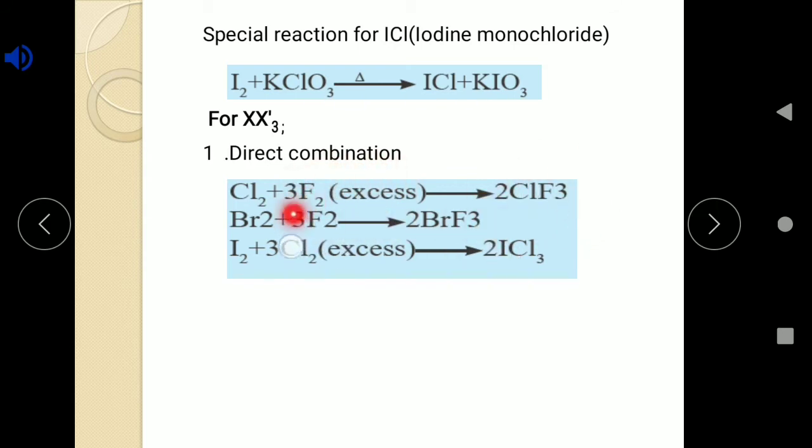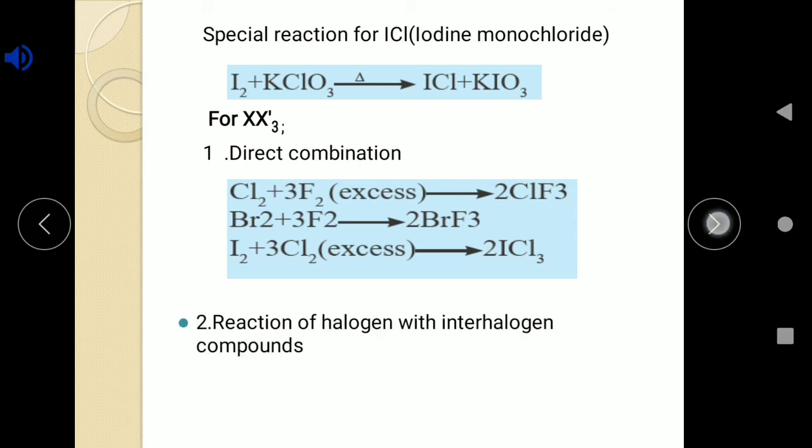The same way, fluorine in excess reacts with bromine to give you bromine trifluoride. If we take them in equal volume, it will give you monohalide. If we take excess of X dash, it will give you trihalide. So iodine with 3 times chlorine will give you ICl3. So this is the first method of preparation of XX'3.